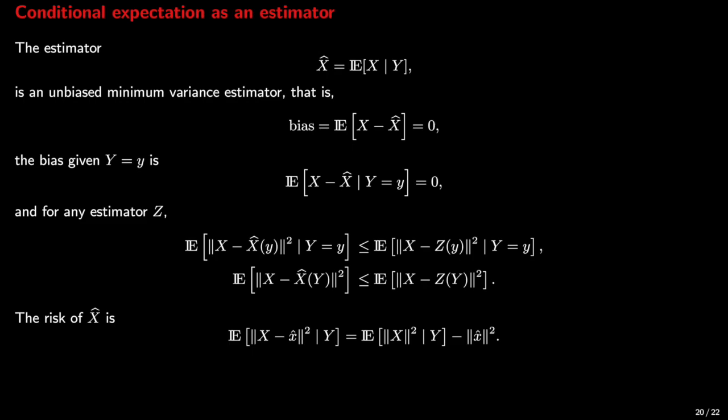The conditional expectation is the minimum variance estimator of x given y. The estimator, big X hat, is exactly this random variable. This is an unbiased estimator, as we can show using the law of total expectation. And we can also show that the expected value of the error, given that y is equal to any particular value little y, is equal to 0. Moreover, no other estimator z has a smaller quadratic risk.